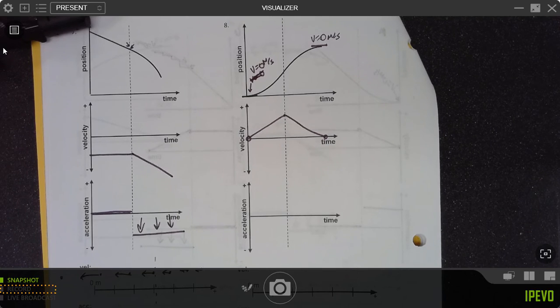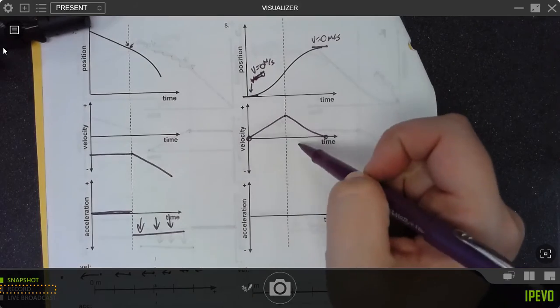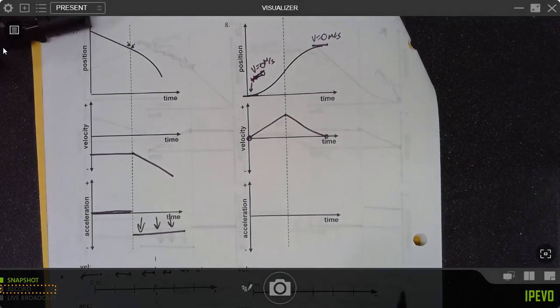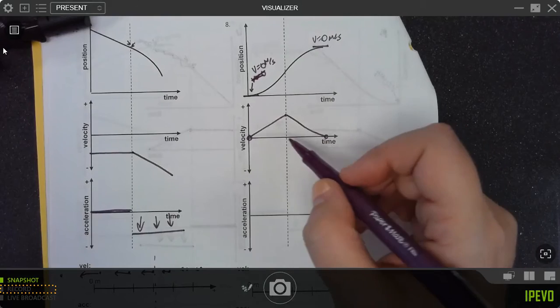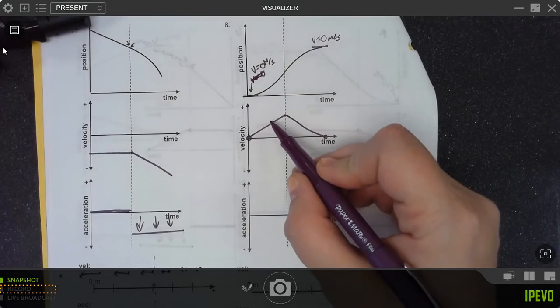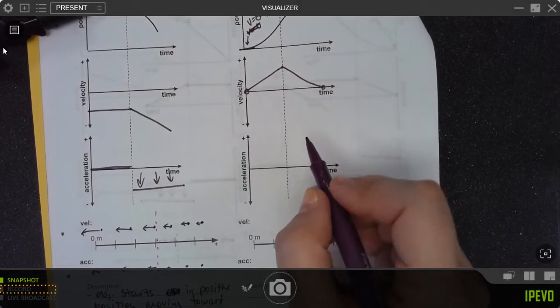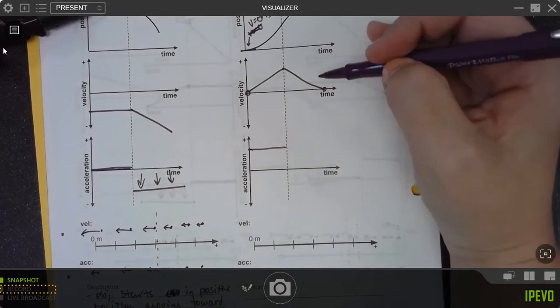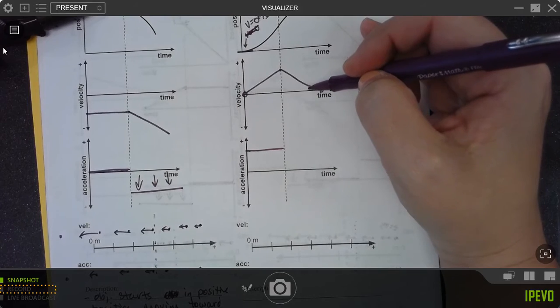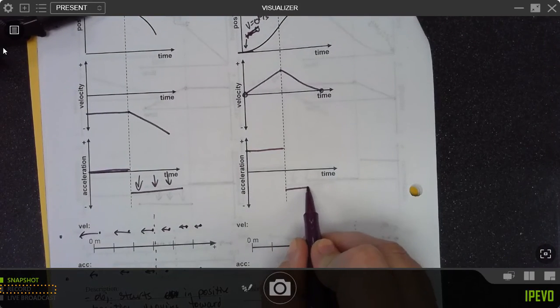That's not what it says here, though. It's just where it starts to come back. Then for acceleration, what I'm going to do is look at my slope and my velocity versus time graph. At the beginning, I have a constant positive velocity, so that tells me I have a constant positive acceleration. In the second half, I have a constant negative velocity, so constant negative acceleration.